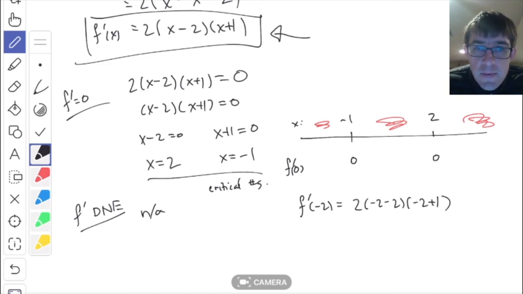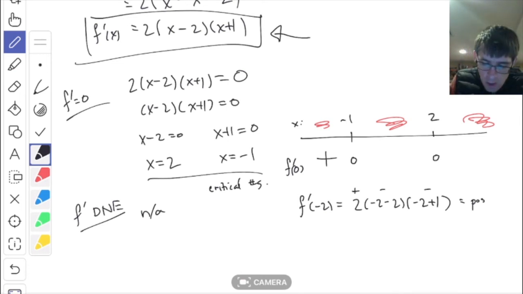What is the sign of that? It doesn't actually matter what this is as a number. It matters what the sign is. But you can tell this is a positive, this is a negative, and this is a negative. And when I multiply them, positive times negative times negative is positive. And so I'm going to put a big plus sign right there to indicate the derivative is positive. That means actually it is increasing right there. So that's going to be part of our answers. It's increasing on that interval. Okay, what about in the middle? My favorite number in between -1 and 2 is 0. Let's plug in f prime of 0.